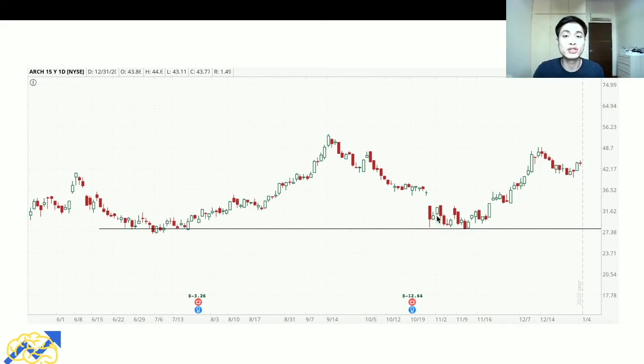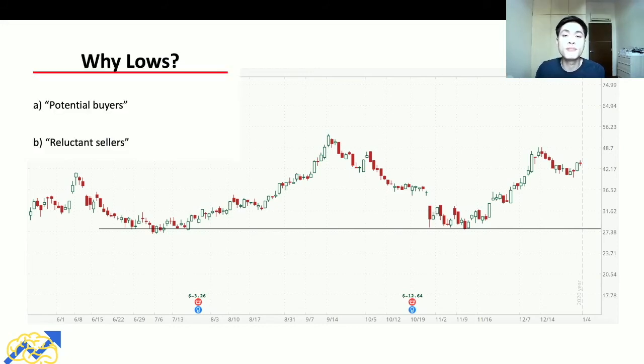And when prices declined to this level, there were two main reasons why prices managed to find support at this previous low again. The first reason is because of potential buyers. These buyers may have missed out on an earlier opportunity to enter a position in this stock at this price level over here. And now that prices managed to decline back to the old previous low, these buyers who have missed out on the earlier opportunity may look to add their position at this price level over here. This will create a relatively larger amount of buying and demand for the stock at that price level.